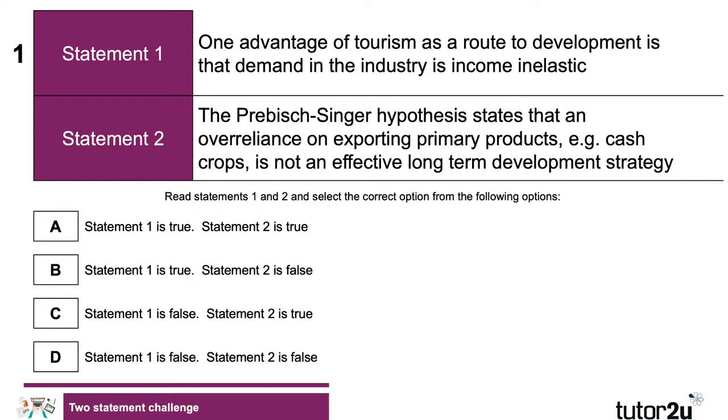So here's the first one. Let me read the statements out for you. One advantage of tourism as a pathway to development is that demand in the industry is income inelastic. And statement 2, the Prebisch-Singer hypothesis states that an over-reliance on exporting primary products, such as cash crops, is not an effective long-term development strategy.